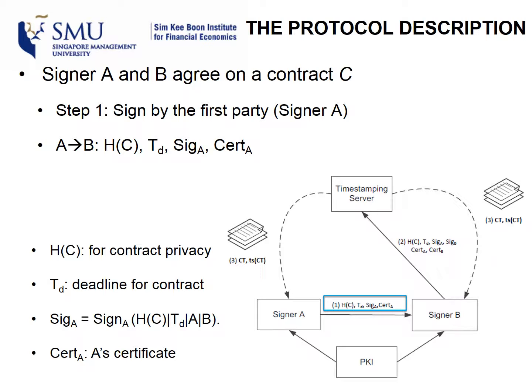The second item, TD, is a deadline for the contract. Before the deadline, signer B should sign the contract, otherwise this contract would be invalid. Sig A is a signature calculated over the hash of the contract, TD, and A and B's identity. The last item is A's certificate.